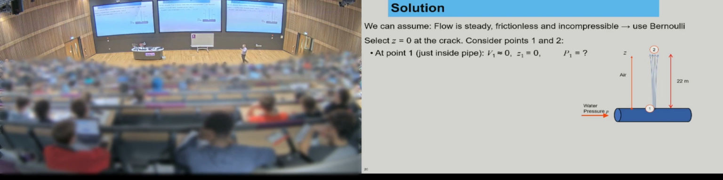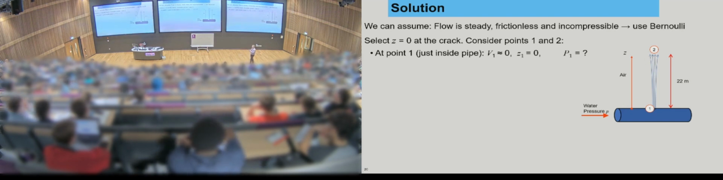So at point 1, basically the velocity there is 0. We can safely assume that the velocity is 0 in comparison to the very, very fast velocity that's coming out of the pipe just here due to the high pressure. The value of Z is equal to 1, but we don't know what the pressure is.